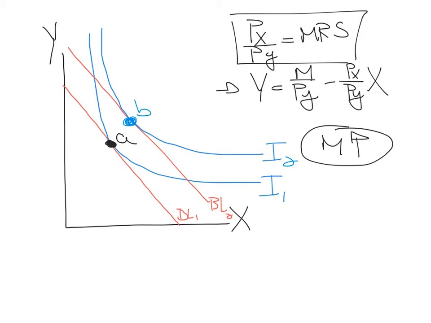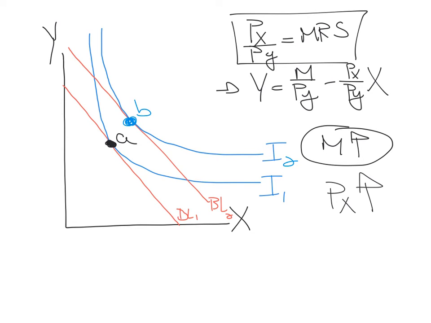So let's do one more. So what will happen, for instance, if the consumer, instead of increasing his income from point A, what the change would have been is an increase in the price of X. So what if the price of X increases? So again, you would use the model to follow this change. In the model, the price of X is the slope of the curve.